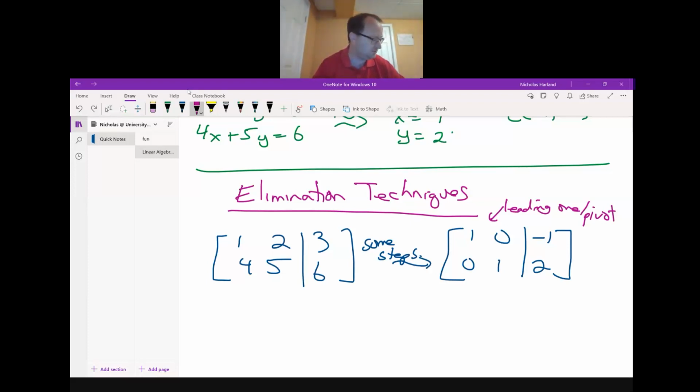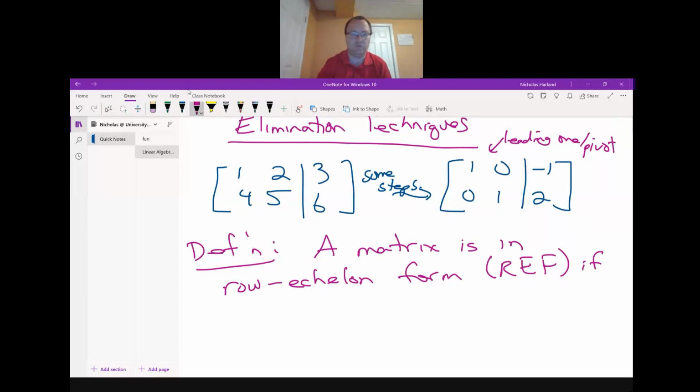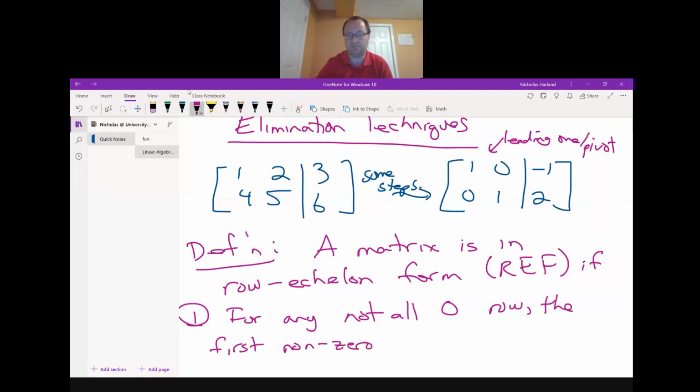And so we're going to call a matrix in row echelon form, which we tend to call REF, if: 1, for any row that is not all 0, the first non-zero entry is a 1, called a leading one or a pivot.